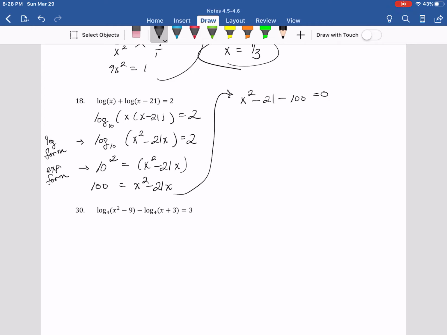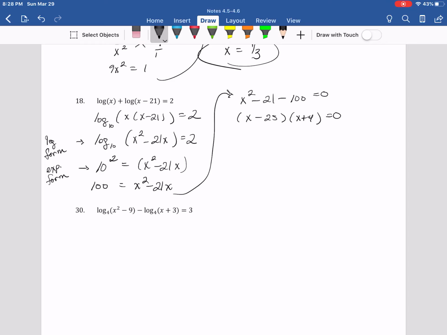No, 4 and 25 might work. That sounds kind of promising. How about minus 25 and a plus 4? And you're going to do a quick FOIL to check to make sure that you've got that factored correctly.